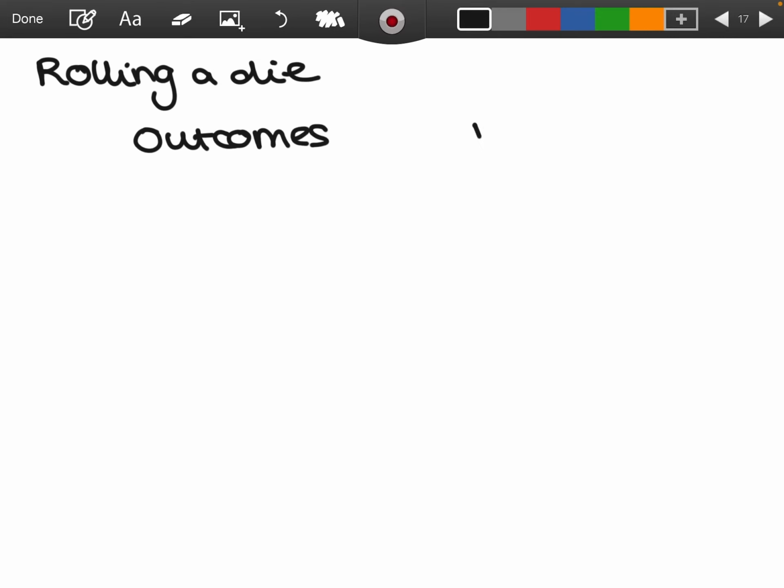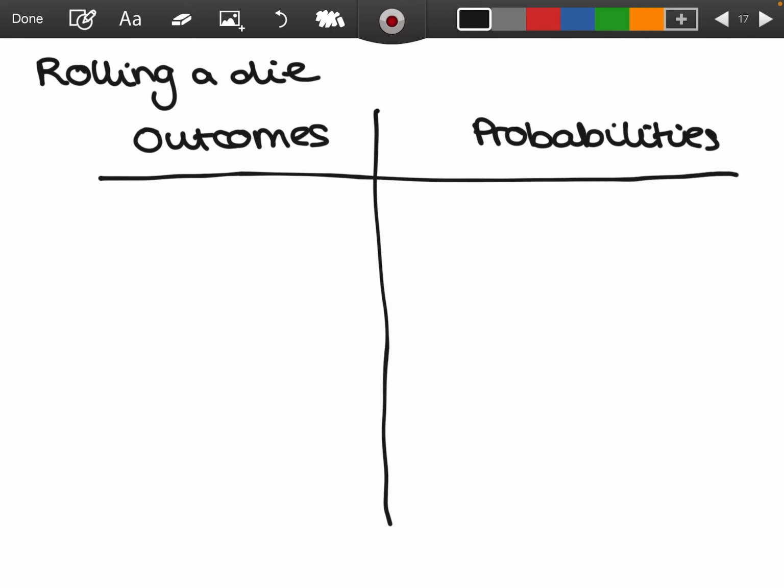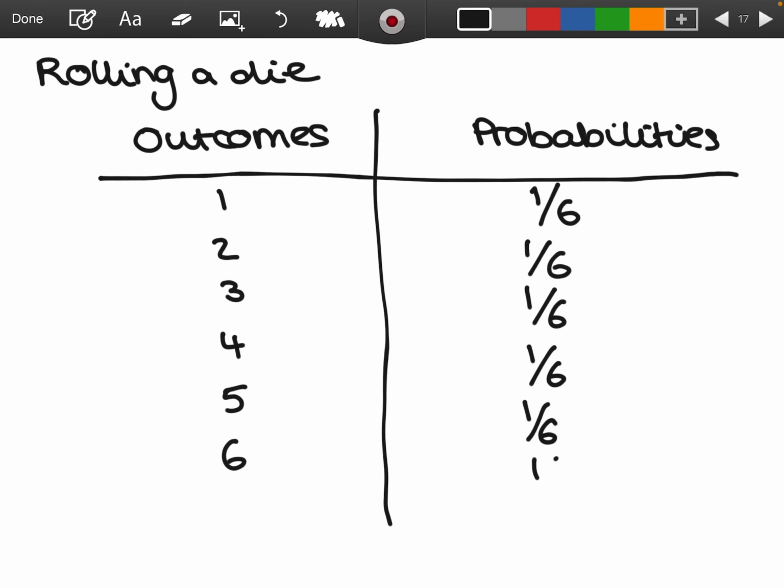We can do the same for rolling a die. So I have my outcomes and I have my probabilities. My outcomes are the numbers 1 through 6. And again, each one of these numbers has an equal probability that it will happen. Each one is equally likely to happen. So there are 6 outcomes, so the probability of each one happening is 1 over 6.